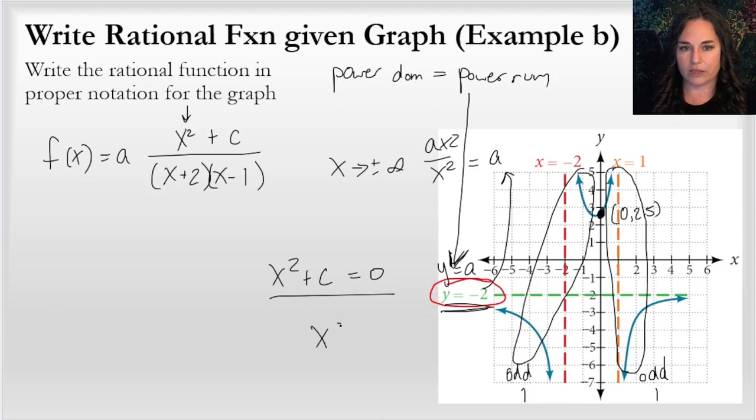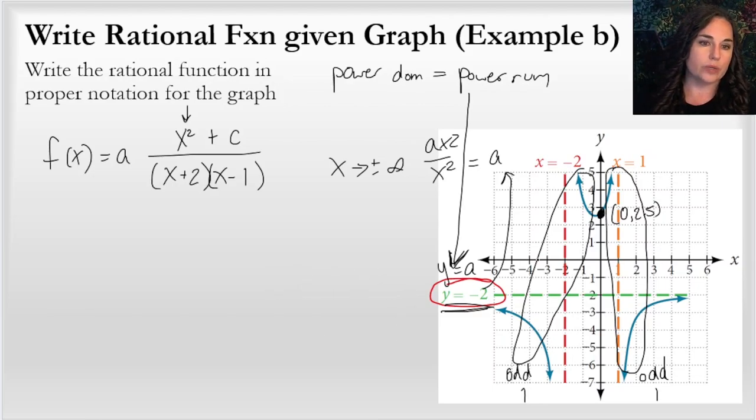I can't have x squared equals some negative constant. That would give me an imaginary answer, and that would stay consistent with what I see in the graph, that there's no x-intercepts, all right? So I'm going to use a point to solve for that c value, because I already know a.